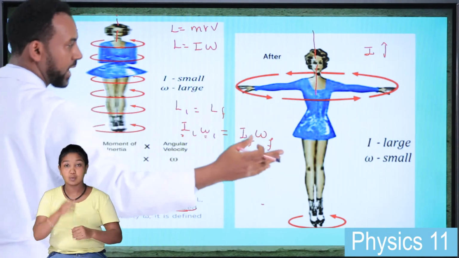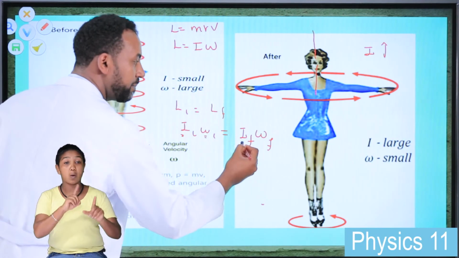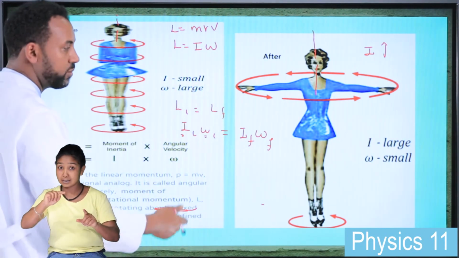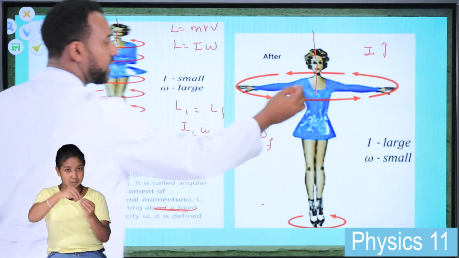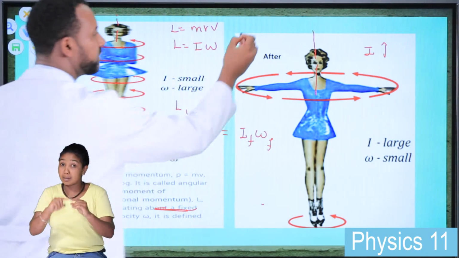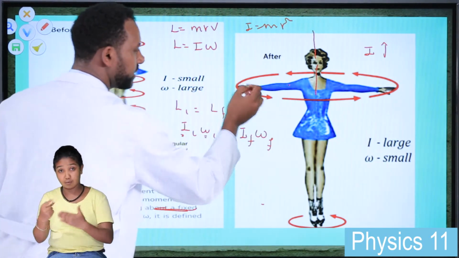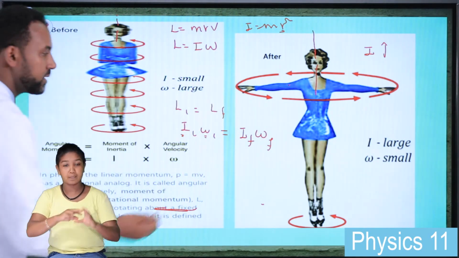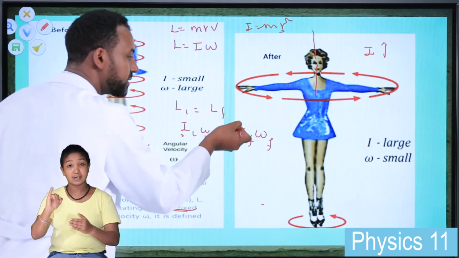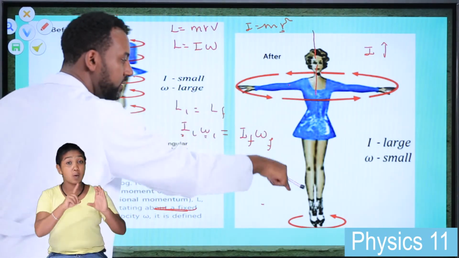While she stretched her hands, the radius increased. Actually, the mass remains the same, but r increases. The moment of inertia is the sum of mr squared. Therefore, those particles on her hands increase due to the radius r, so the moment of inertia increases. While the moment of inertia increases, the angular speed decreases.